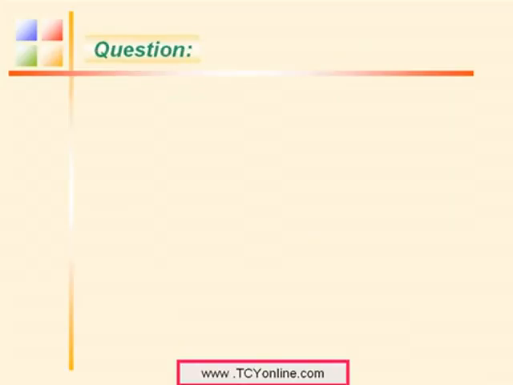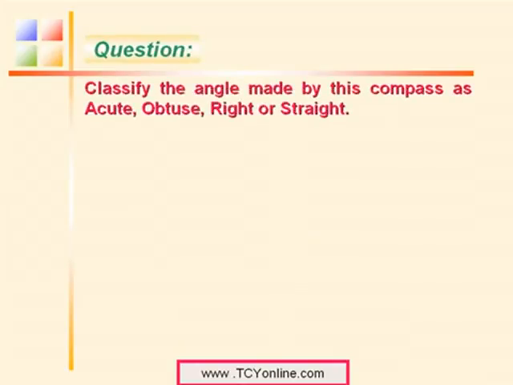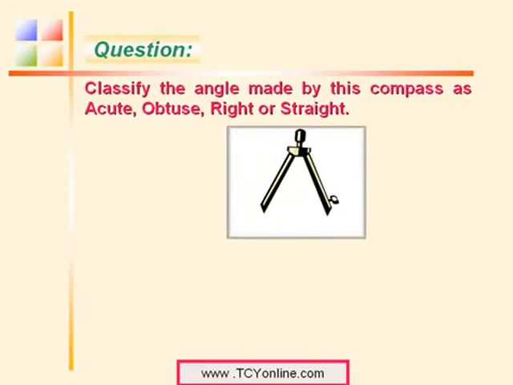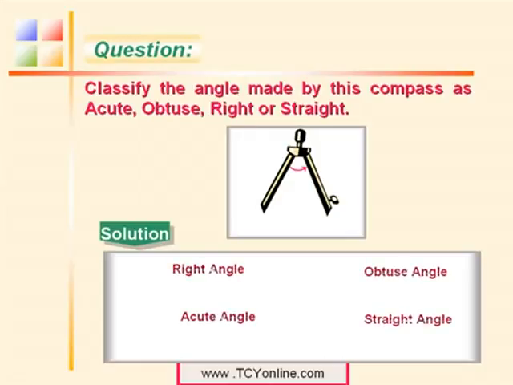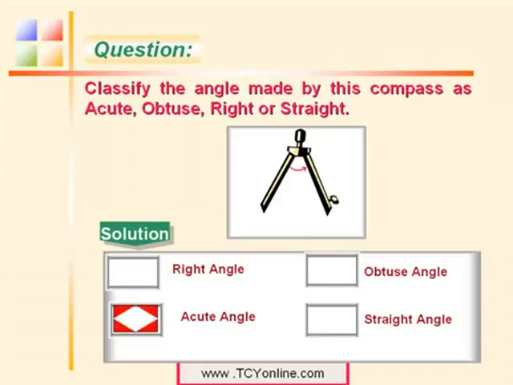Now look at this question. Here we need to classify the given angle made by a compass as acute, obtuse, right or straight. Look at the opening of the compass, and we need to find the angle made by this. Now when we look at the angle, we find that neither is it a straight angle nor is it a right angle. It appears to have a measure less than 90 degrees. So that means it is simply an acute angle.